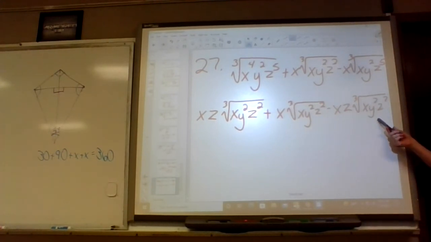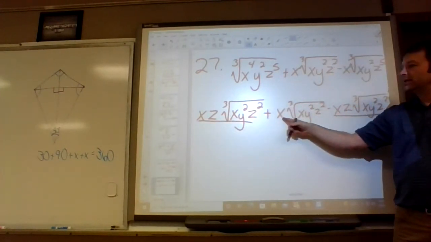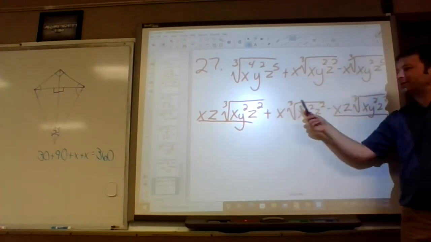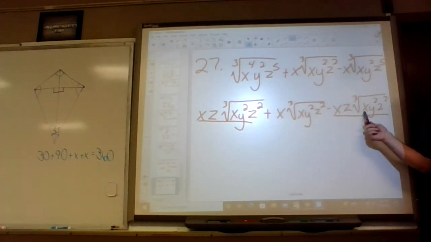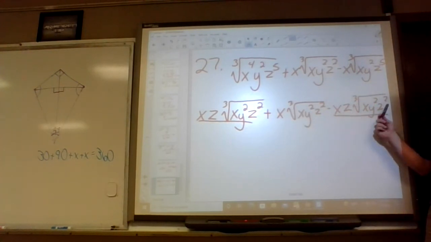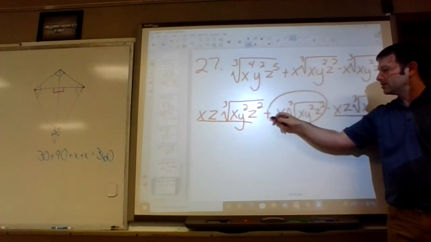We're like 10 seconds away here. Are any of these like terms? Yes, the first and last. What's different about the middle term? It doesn't have a z. Doesn't have a z right there, so it's not a like term. So what happens with these two? They combine, or you subtract. Yeah, one of them minus one of them is 0. It's kind of like the last problem, isn't it? So only the middle term remains.